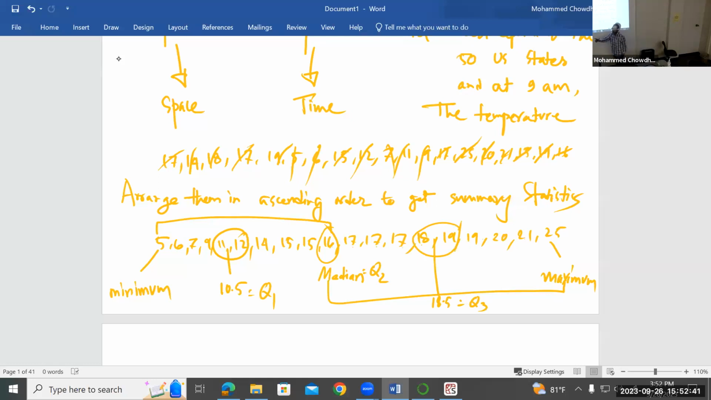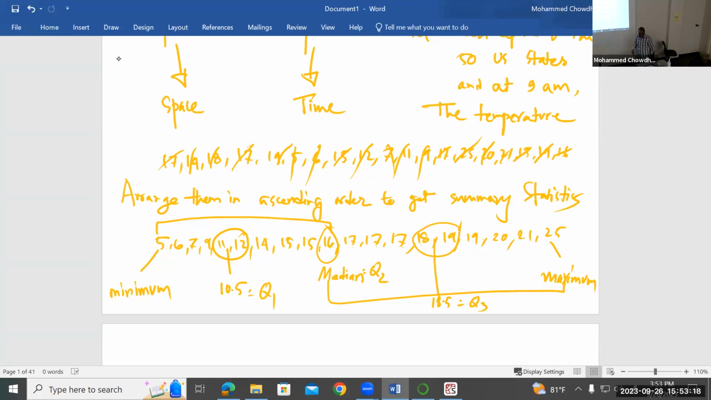Now explanation. Now listen carefully to the explanation, okay? 75% of the data lies below 18.5. That is called the third quartile, or 25% of the data lies above 18.5. Understand? Clear, right? Similarly, 25% of data lies below 10.5 and 75% of data lies above 10.5. That's the way quartiles are explained.